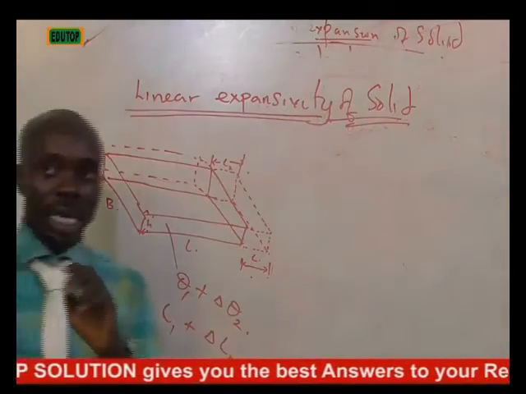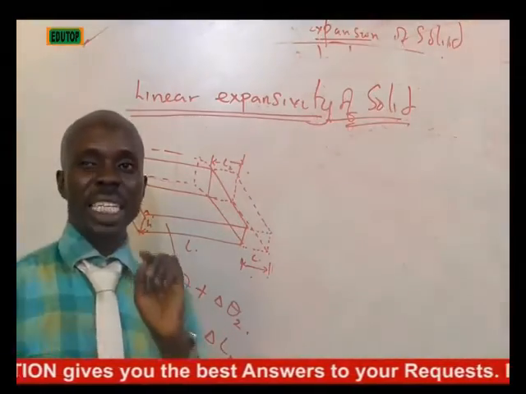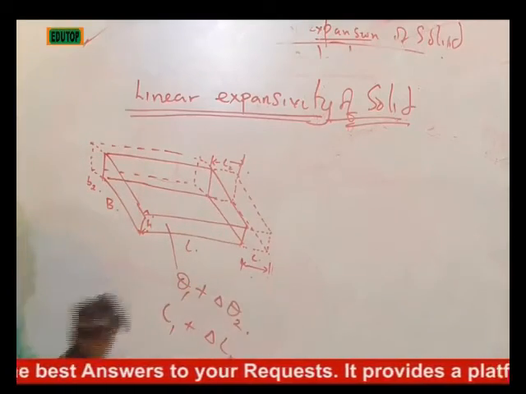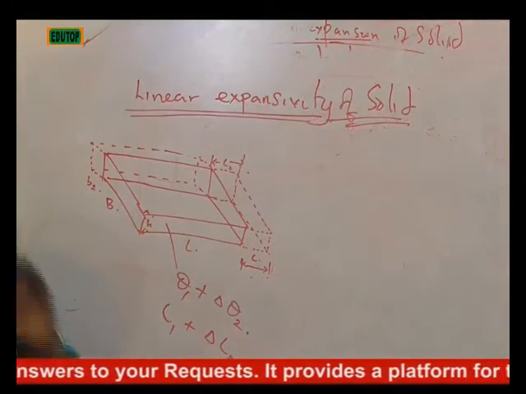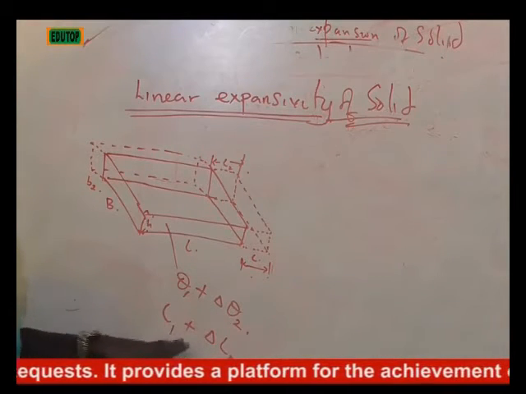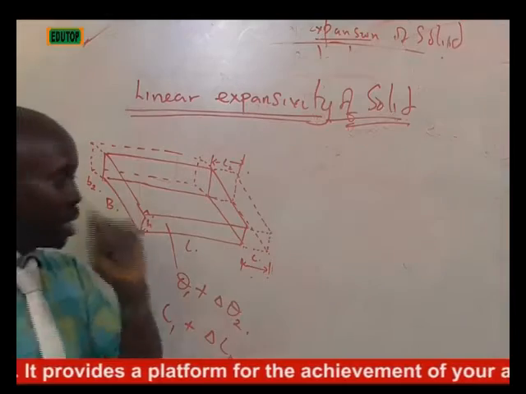That's what we mean when we say the linear expansivity of a solid is defined as the increase in length per unit length for 1 degree rise in temperature. Maybe you have a 1 degree rise in temperature, there will always be an increase in length, no matter how little it is.